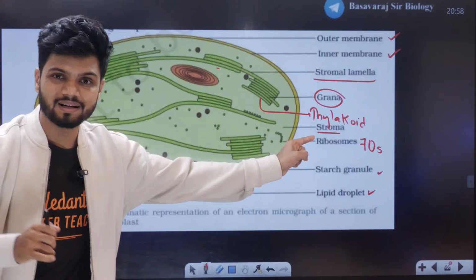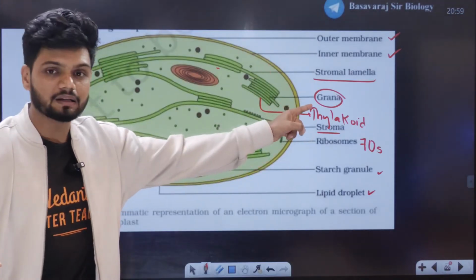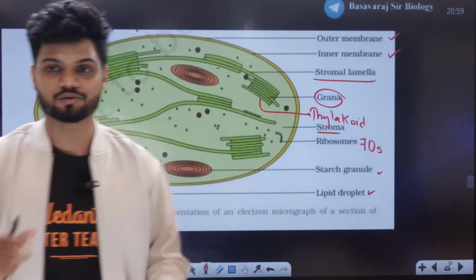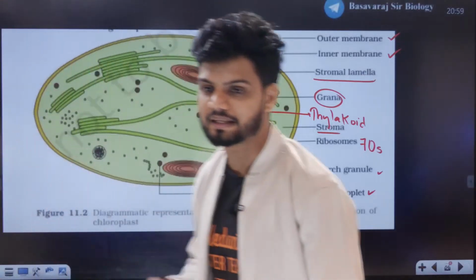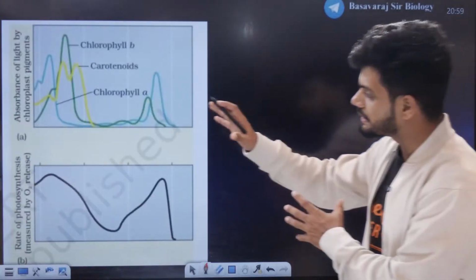Now, within the stroma, the dark reaction takes place. Within the grana, the light reaction takes place. So, light and dark reactions take place here.